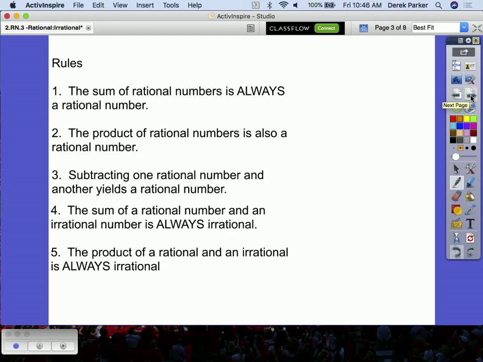Rules. The sum of rational numbers is always a rational number. The product of rational numbers is always a rational number. Subtracting one rational number and another yields a rational number. The sum of a rational and an irrational is always irrational. And the product of a rational and irrational is always irrational.